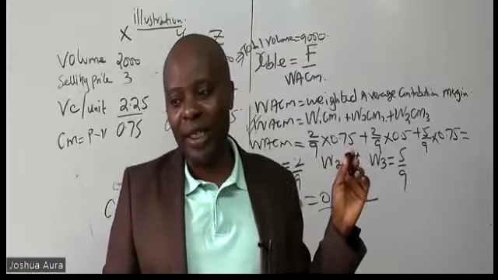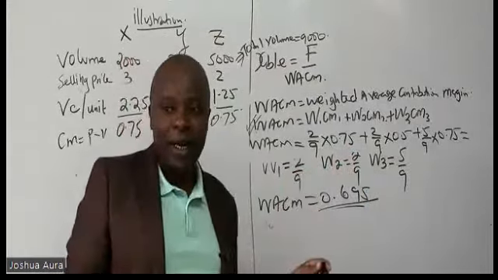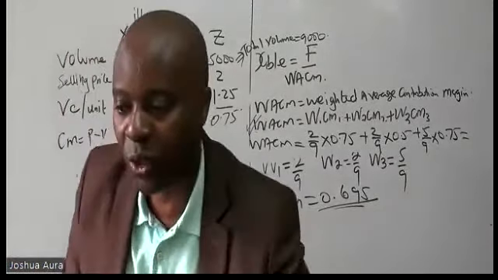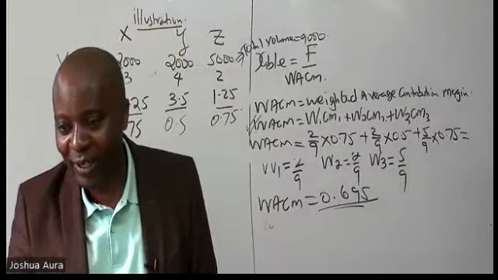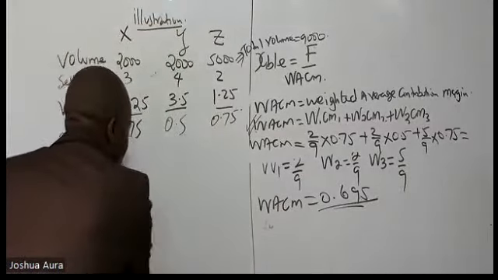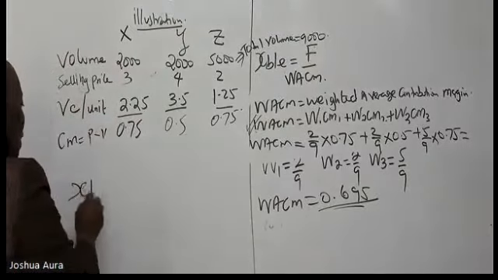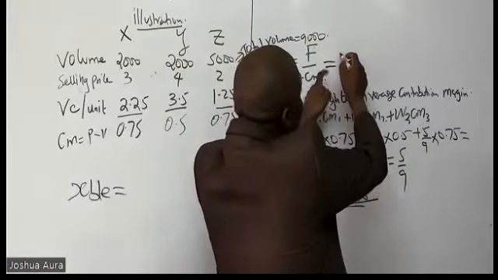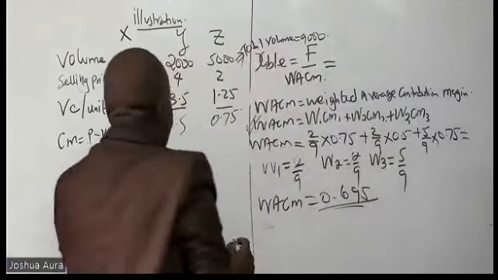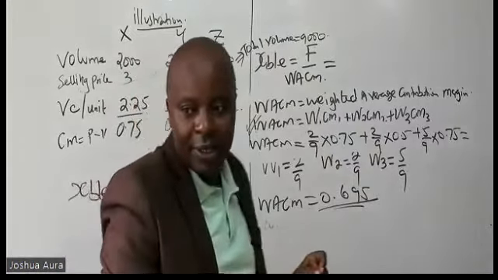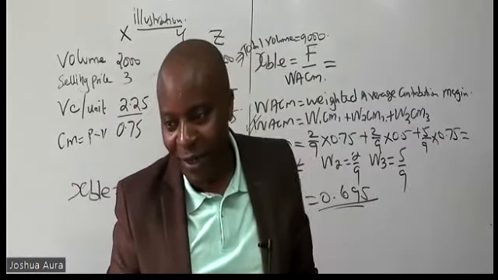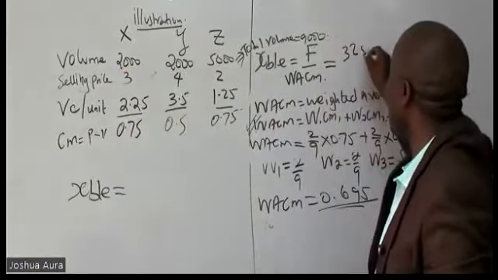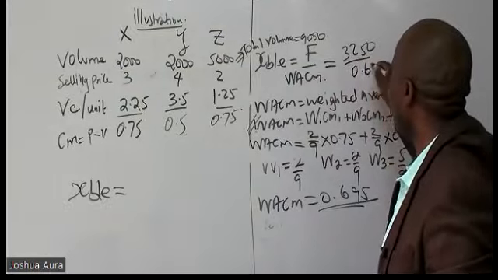So now all of us are getting 0.695. It's not lost on us what they want us to get. They want us to give them X break even. And they've said here that X break even is the fixed cost over the working. What is our fixed cost amount for the firm? 3250. So this will be 3250 divided by our 0.695.